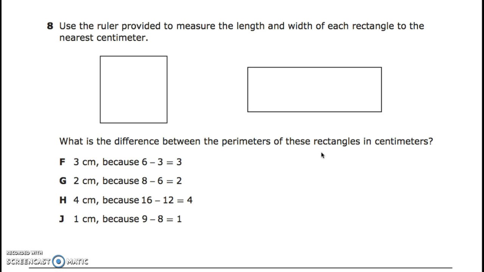Number 8. Use the ruler provided to measure the length and width of each rectangle to the nearest centimeter. What is the difference between the perimeters of these rectangles in centimeters? 3 centimeters because 6 minus 3 equals 3. 2 centimeters because 8 minus 6 equals 2. 4 centimeters because 16 minus 12 equals 4. Or 1 centimeter because 9 minus 8 equals 1. Pause this video now to work this problem.